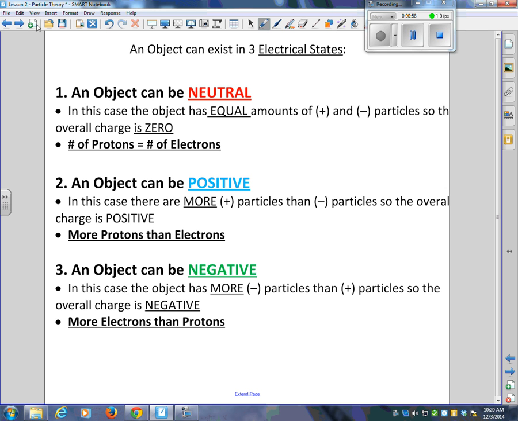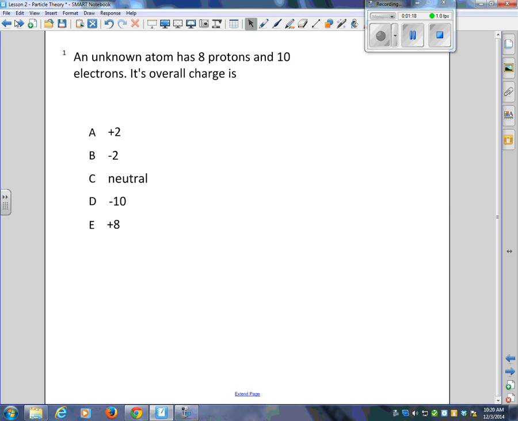Objects can exist in 3 electrical states: neutral, positive, and negative. Neutral is when the protons and electrons are the same amount. Positive is when there are more positive particles than negative ones. Negative is when there are more negative. You're going to have to demonstrate at the end of this period that you know how to do that.